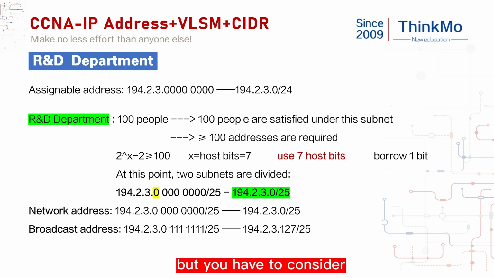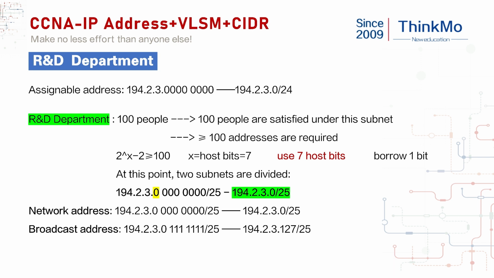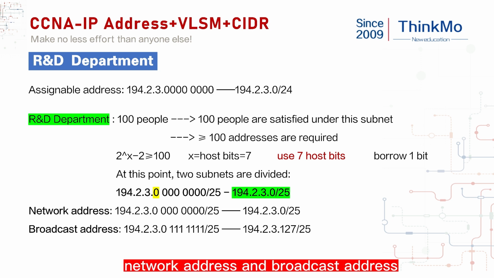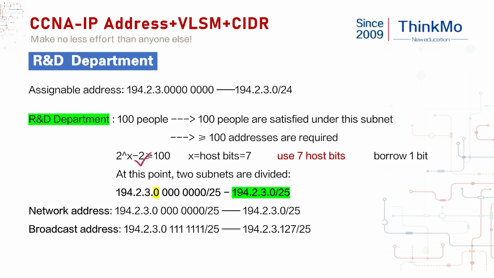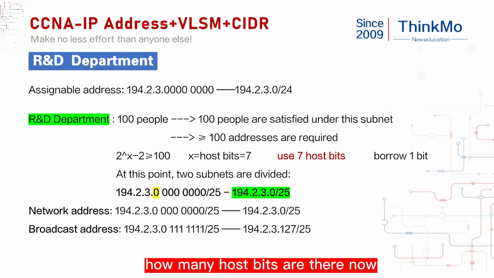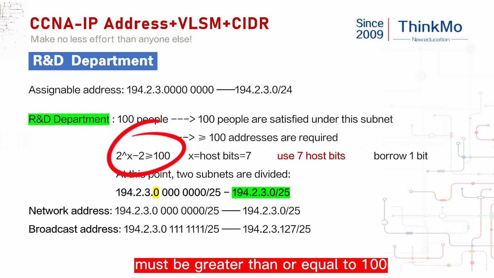But you have to consider, now it's time to calculate, each network segment has 2 special addresses: the network address and the broadcast address. So it is equivalent to needing to subtract these 2 addresses. X stands for the variable, that is, the number of host bits. How many host bits and how many network bits are there now? But after subtracting these 2 addresses, it must be greater than or equal to 100.